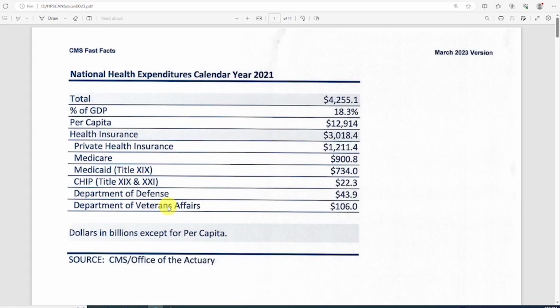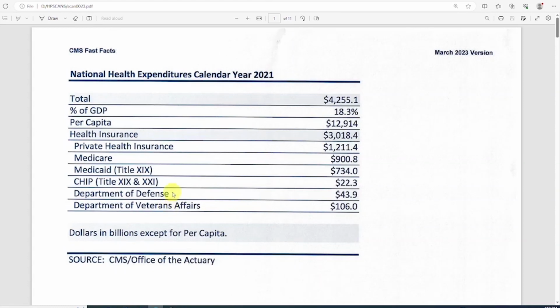In this video, we're going by CMS Fast Facts, which is for 2021. And we're going to look at some dollar amounts, some of the population, what CMS covers, and Part A, Part B, Medicare, Medicaid, and so forth.